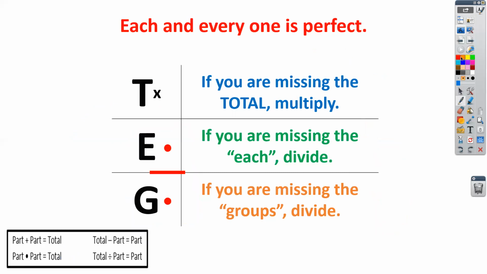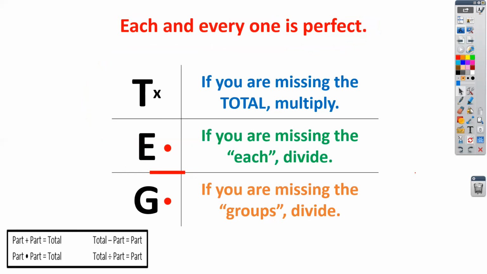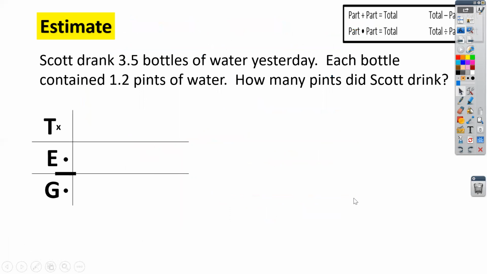Oh, and one more thing. This sentence right here, each and every one is perfect. That is there to help us identify which part is each. Sometimes in word problems, it'll say how much is each one. Sometimes it might say how much is every one. And sometimes it'll ask for how much is it per one of something. So let's look at a problem.